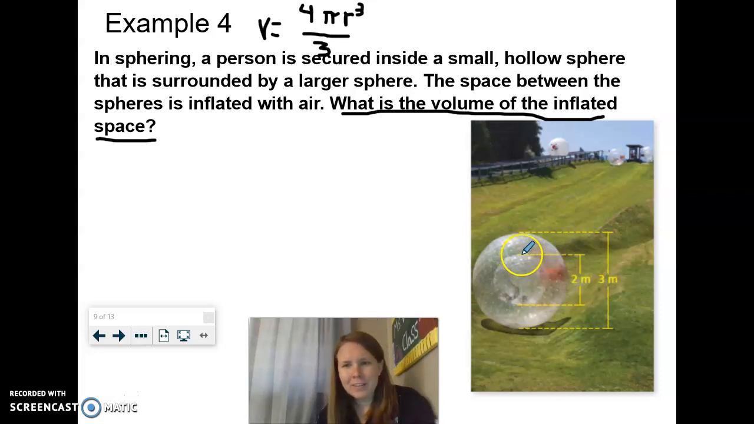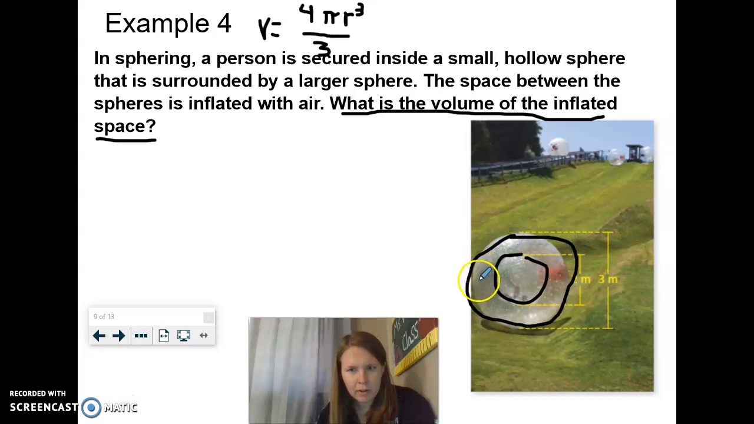So you're in this little sphere here, and I'll outline it as best as I can. And then this outer part is all, and so in between these two spheres, in between these two circles, it's all inflated. So they're asking what is the volume of the inflated space? What I need to do is find the volume of the large one, and then subtract the volume of the smaller. So the large, or L, minus the small.